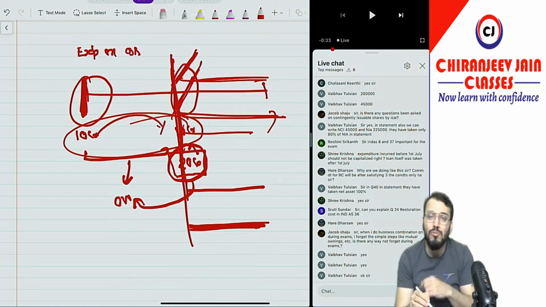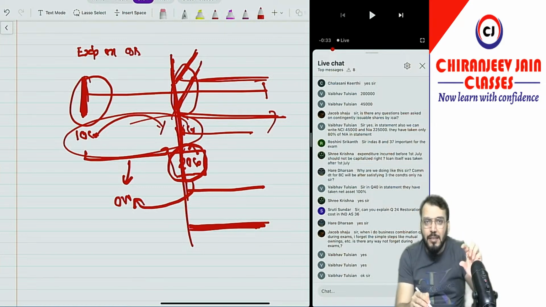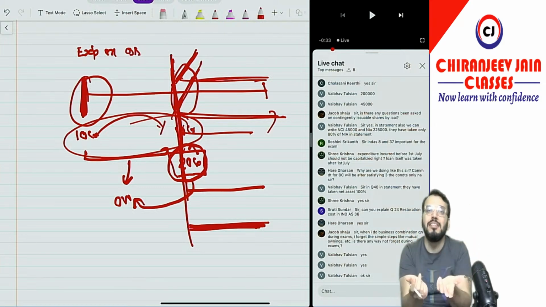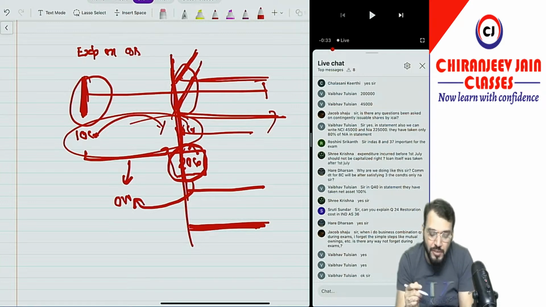Sri Krishna, you want the answer? This is mathematics. In mathematics, whether you take 80% or 100%, your answer remains the same. 8,000 will come as the answer. Got this point?